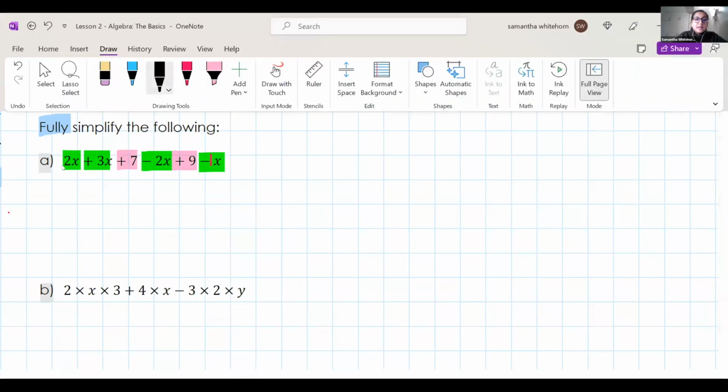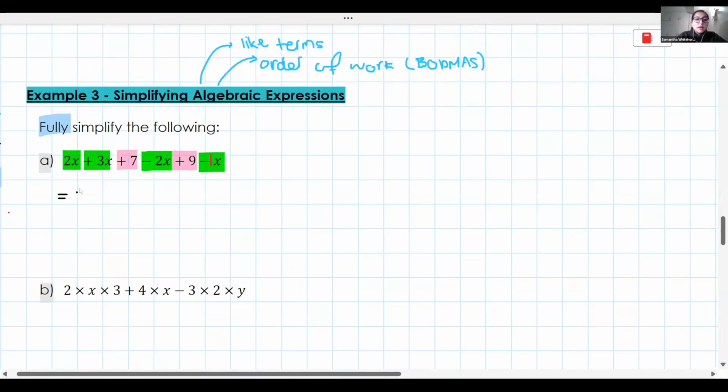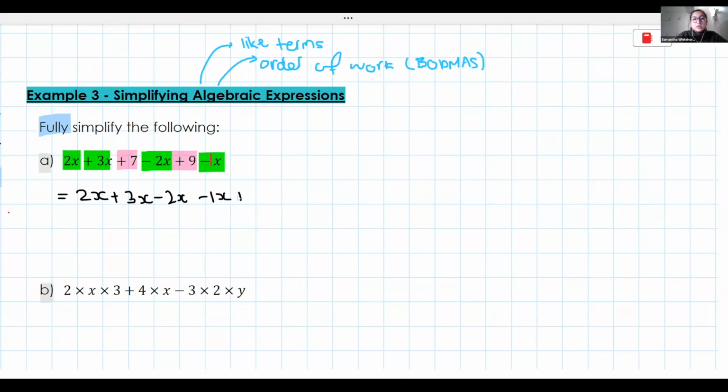So when we now go and add these, if you want to remember, you're welcome to write your like terms all grouped together so that you know exactly what you're adding or subtracting. So there are all my X terms, and then I've got my constant terms of 7 and 9. If we add our X terms, 2X plus 3X is 5X, 5X minus 2X is 3X, 3X minus X is 2X. If we add our constants, 7 plus 9 is 16.